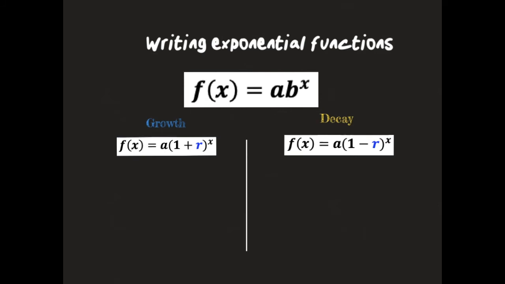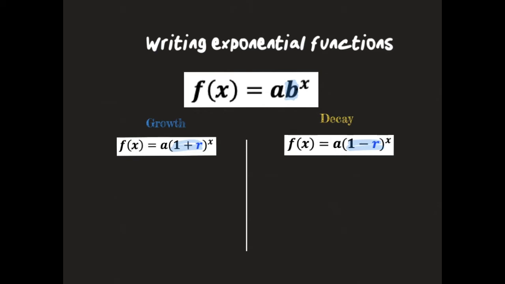So, in other words, if I know that my problem is representing growth, I'm going to use this formula. If I know that my problem is talking about decay, I'm going to have to use this formula. What I don't want you to lose track of is that this 1 plus r and this 1 minus r is actually what my b value is. It's just that I put together my b value depending on if I have growth or decay.